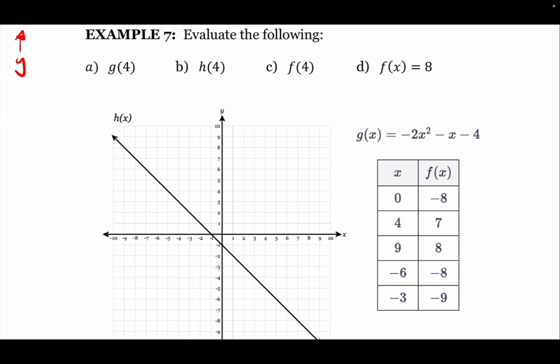The graph. So you're going to do like we did on 3 and 4. All right? F. Table, 5 and 6, like we did on 5 and 6. And then 7 is also the table.